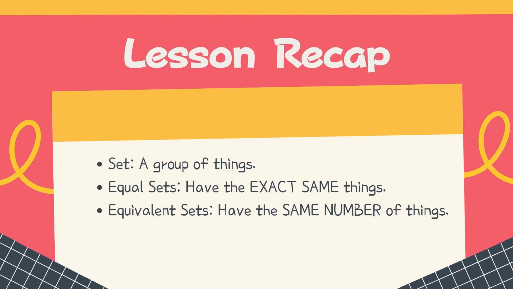So it would be 3 bananas and 3 apples, or 3 grapes and 3 oranges, or 3 pens and 3 pencils. That would be an equivalent set. They have the same number of things, while the equal set has the exact same thing. So it would be that I have 3 pens and Miss Parchment has 3 pens, the exact same thing. While for the equivalent set, Miss Martin has 3 books, but Miss Wright has 3 laptops. Understood?